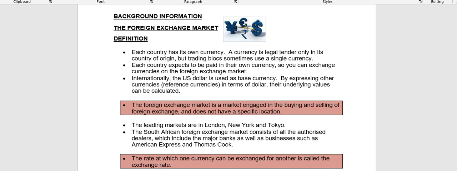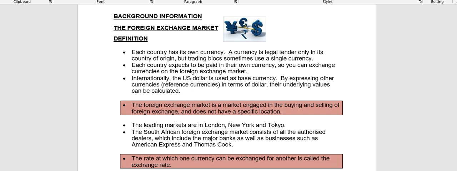And when countries are involved in international trade, each country expects to be paid in their own currency. So if we trade with America, for example, when we import stuff from America, we will be expected to convert our rands into dollars so that America can be paid in dollars. And this exchange of currency happens on the foreign exchange market. The foreign exchange market is basically the market where one currency can be exchanged for another so that trade transactions between different countries can be facilitated.